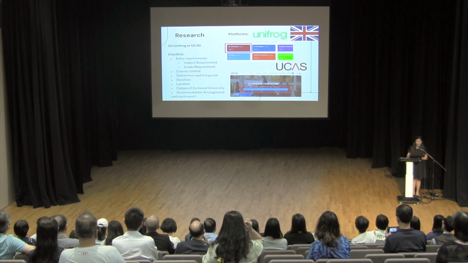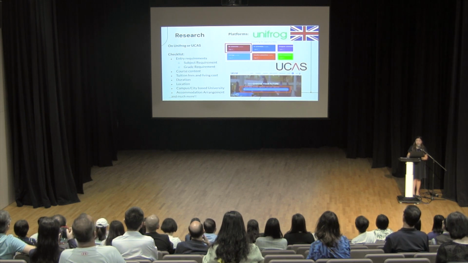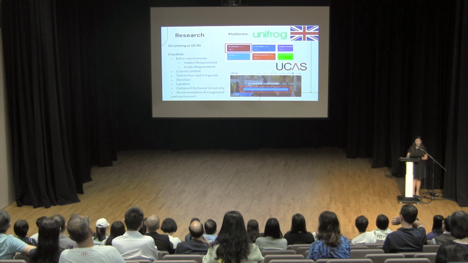especially for the UK. So there's a tab called UK Universities, and by entering the course that you're doing and the grade that you might be getting, they will shortlist the universities for you, and they will give you a list of universities to consider when you're doing research on Unifrog.